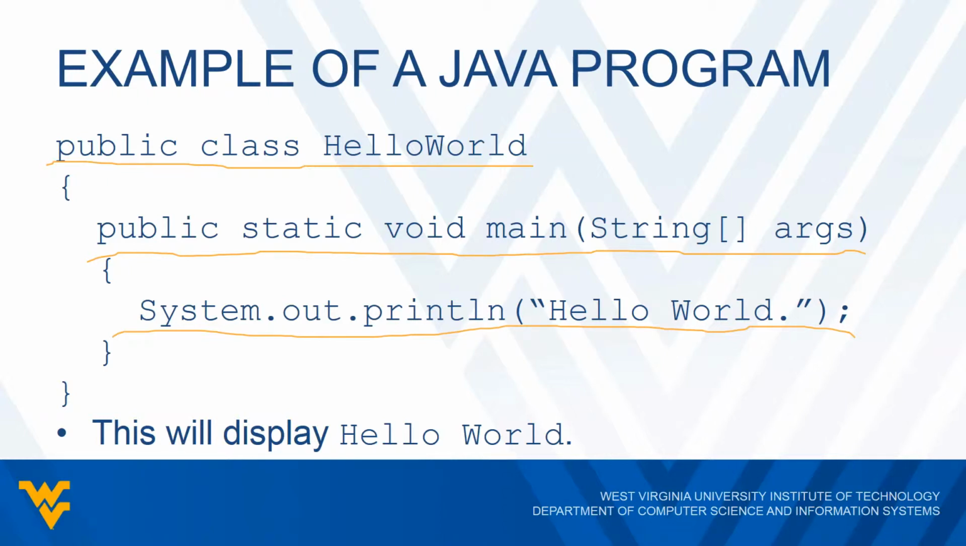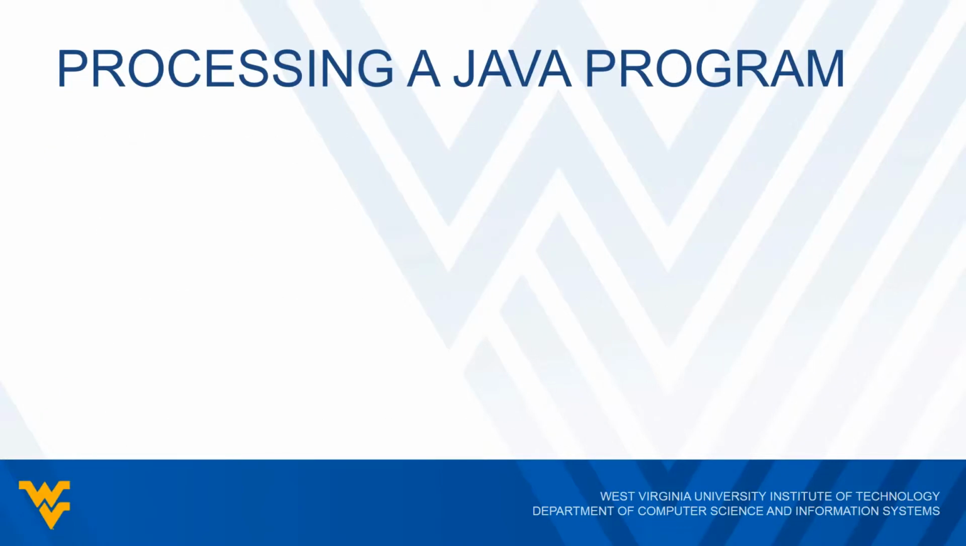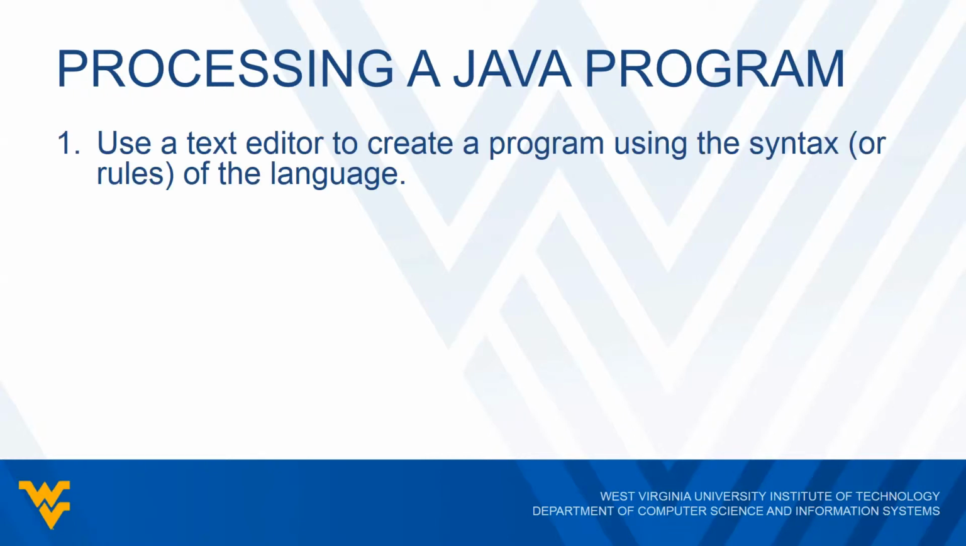Now, in order to process a Java program, there are four key steps. The first step is that we need to use some text editor to actually create the program. So we have to understand the syntax, or what we call the rules of a language. So we have to take a look at what symbols we use and what characters mean which way. So it's a matter of just making sure we understand how the language works.